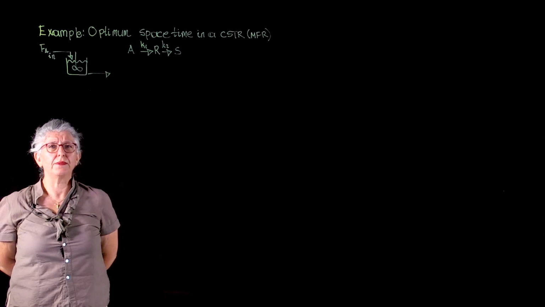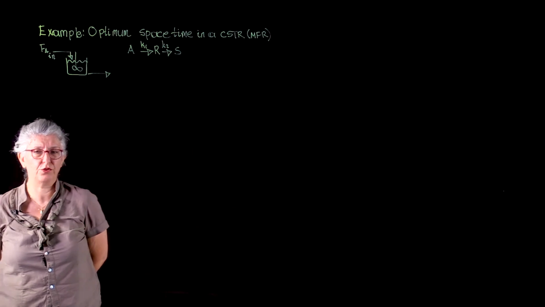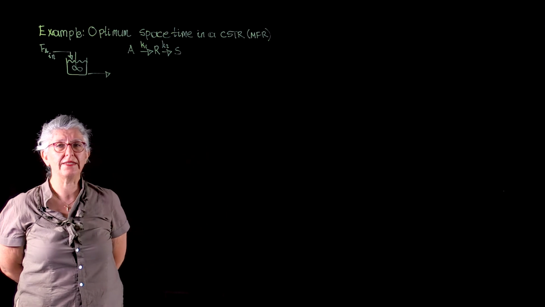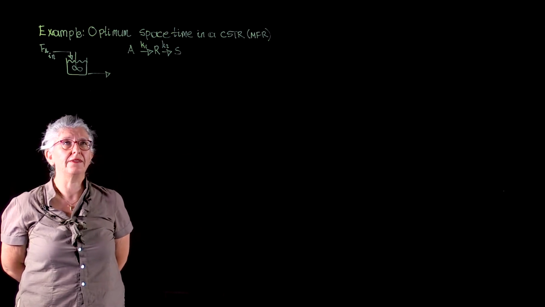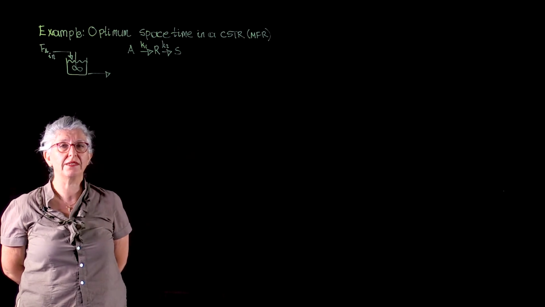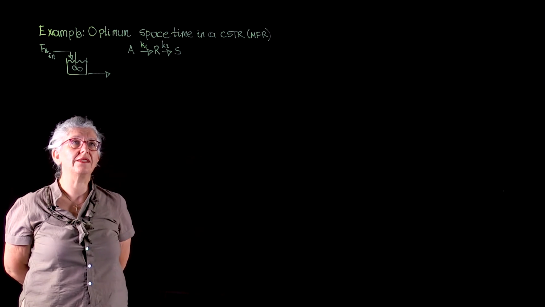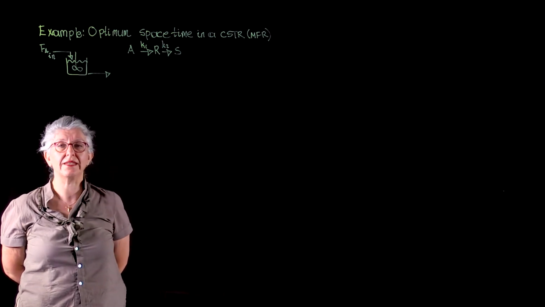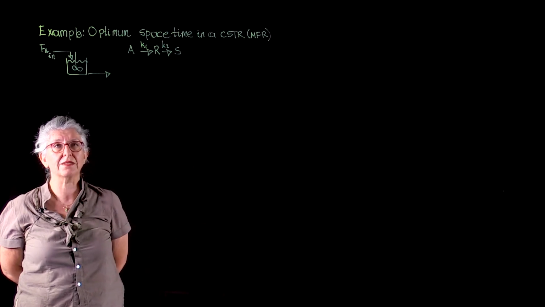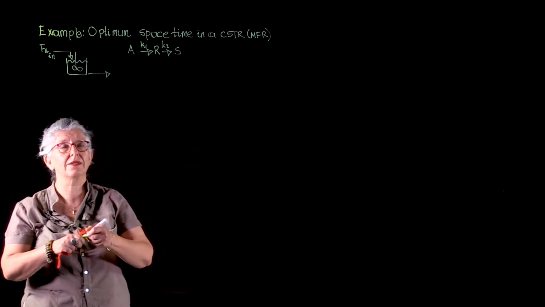In this example, we are going to learn how to determine the optimum spacetime in a mixed flow reactor for a series reaction. We have a hypothetical reaction network, A going to R with a rate constant K1, and R is going to S with another rate constant K2. The reaction is going to be carried out in a mixed flow reactor, and our reactions are elementary. Our reactor volume is constant.